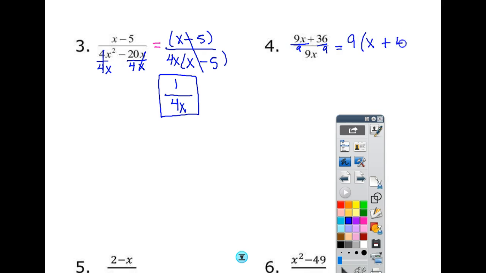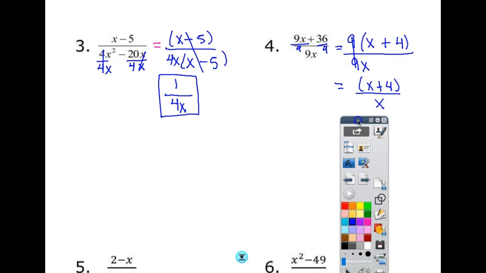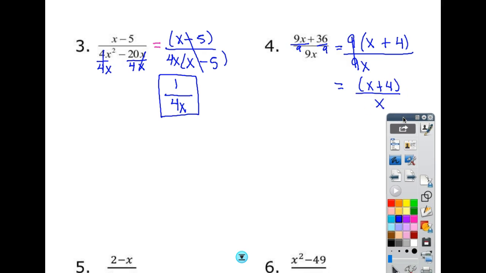X plus 4. Very good. And we have 9x on the bottom. Is there an x plus 4 on the bottom in the denominator to cancel out? No. But what does cancel out? The 9's do. So now we have x plus 4 over x. Questions so far?